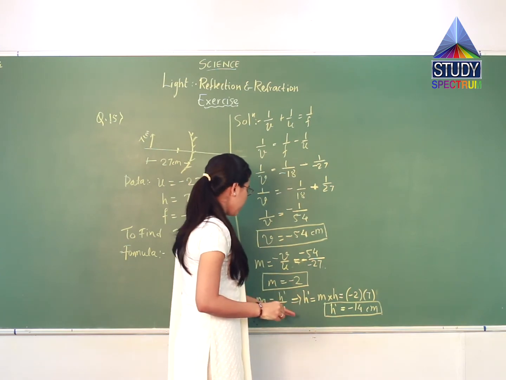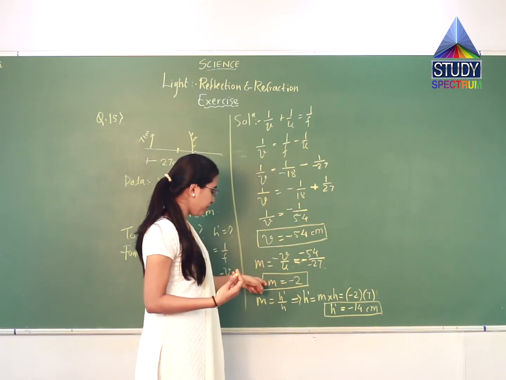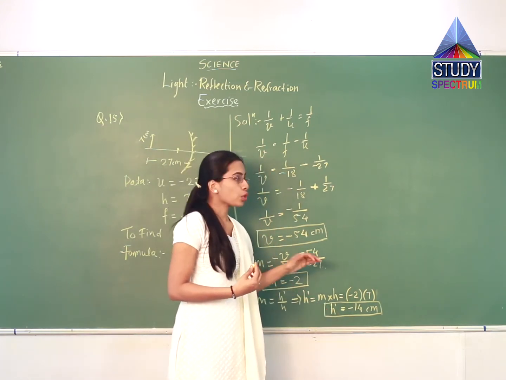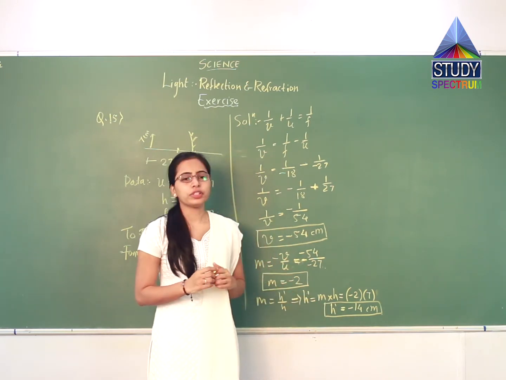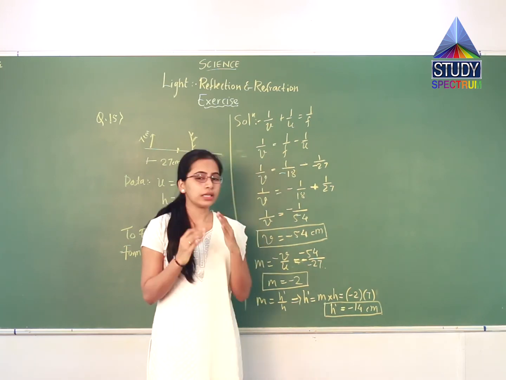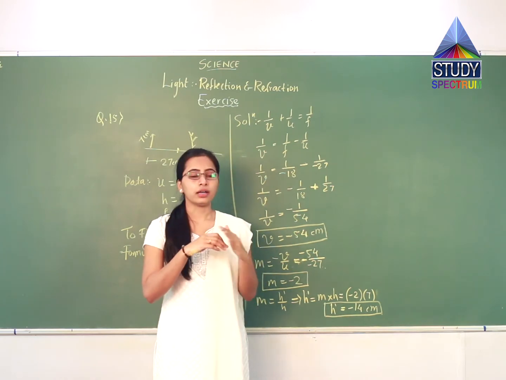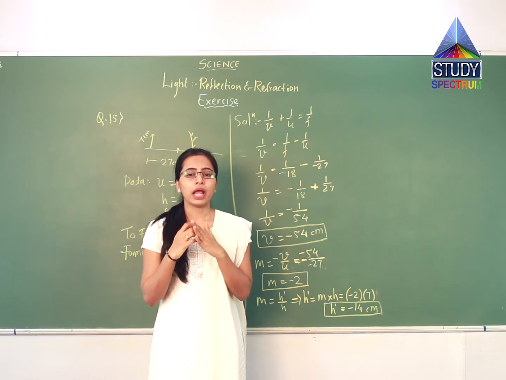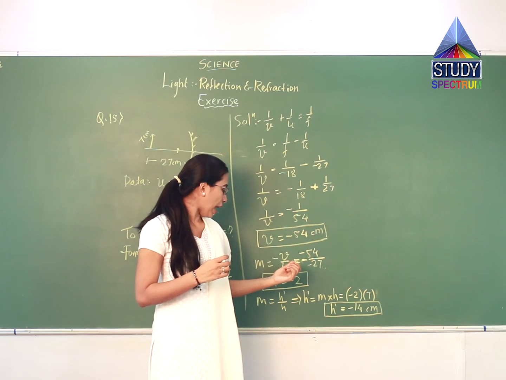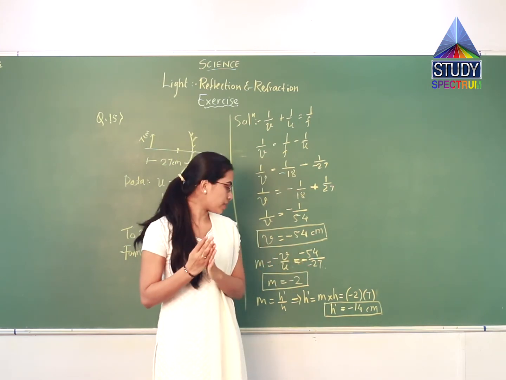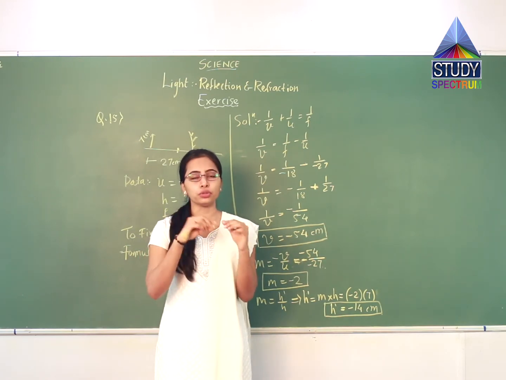So you will write, we got the distance of the image, the magnification, and also the size of the image. So lastly, you will mention that since both the magnification and height of the image have negative value, that means the image formed is virtual. It will be an inverted image, and also it is not an erect image, that means it is an inverted image, and it is larger in size. It is almost double the size of the object. So you will mention this in words.